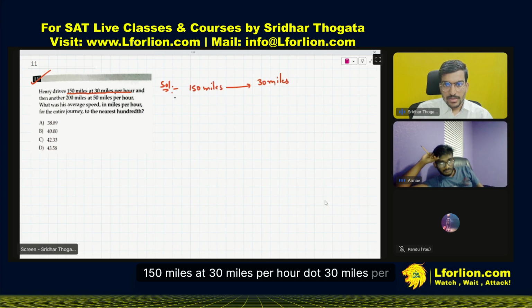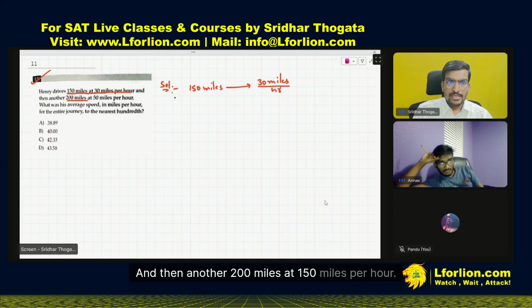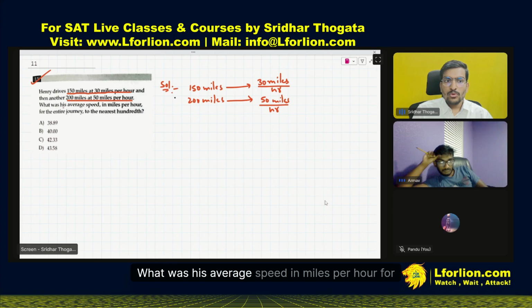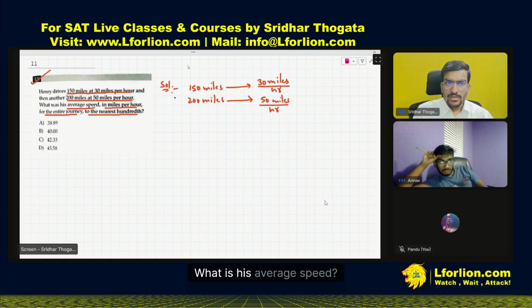30 miles per hour. And then another 200 miles at 150 miles per hour. 200 miles at 50 miles per hour. What was his average speed in miles per hour for the entire journey to the nearest 100? This is what we need to find. What is his average speed?